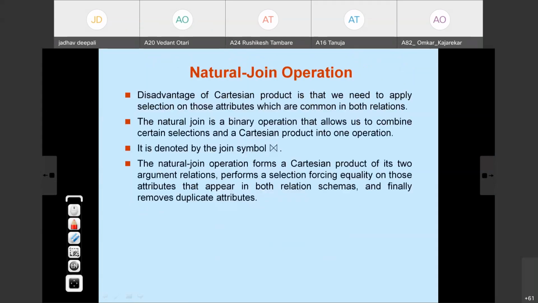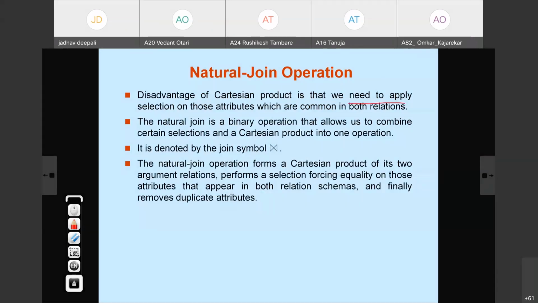Now the next one, natural join. Natural join is an extension to the Cartesian product. What is the disadvantage of the Cartesian product? We need to apply a selection on those attributes which are common in both relations. Natural join is a binary operation that allows us to combine certain selections and a Cartesian product into one operation. It is denoted by the join symbol.